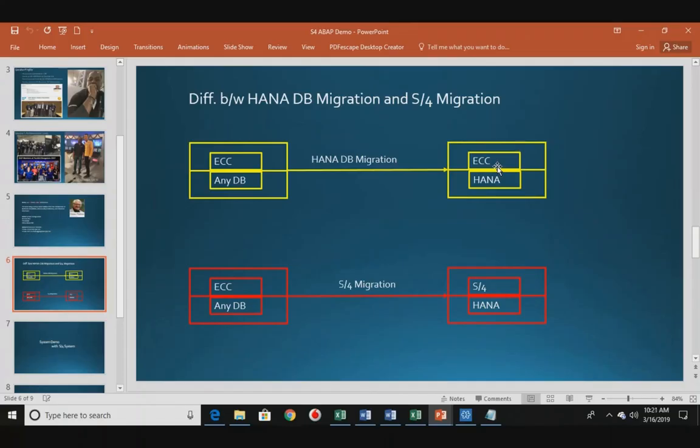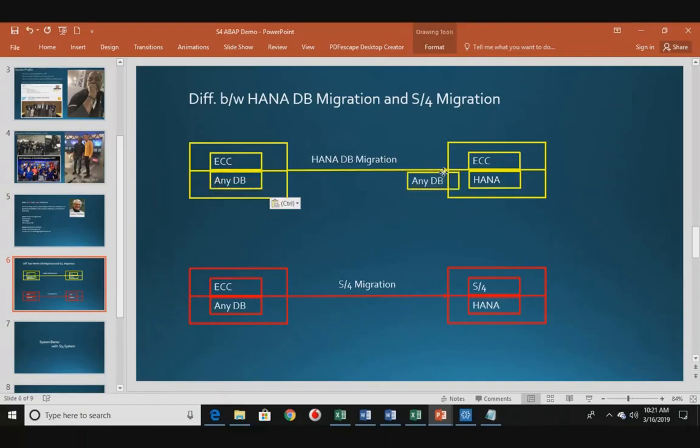Then instead of any DB, it is going to be HANA DB. So this is what we call HANA DB migration. While doing the HANA DB migration also, usually they follow two scenarios. One is HANA as a secondary database, which we call the sidecar scenario.